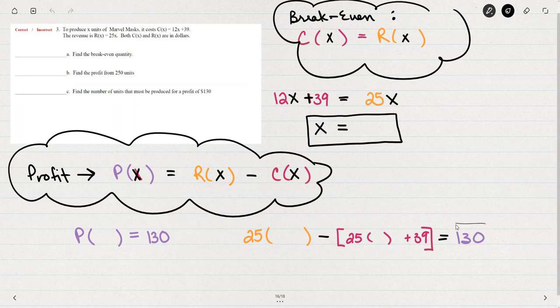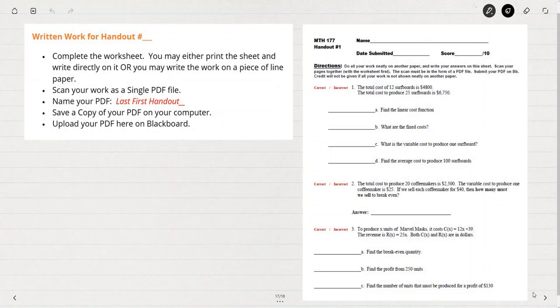But what we're going to do is set that profit equal to 130 and solve for x. But again, make sure you distribute this negative. That seems to be the most common error to make. So as you do this, make sure that you distribute that. You should get a positive result.